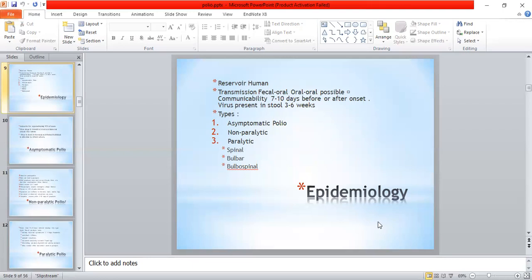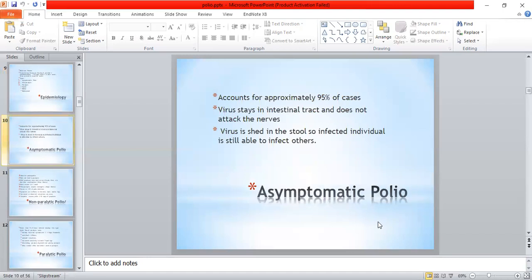So what are the types of polio? Asymptomatic polio, non-paralytic polio, and paralytic polio, which is further divided into three types: spinal polio, bulbar polio, and bulbospinal polio. Asymptomatic polio accounts for approximately 95% of cases, and the virus stays in the intestinal tract and does not attack the nerves. The virus is shed in the stool, so the infected individual is still able to infect others.